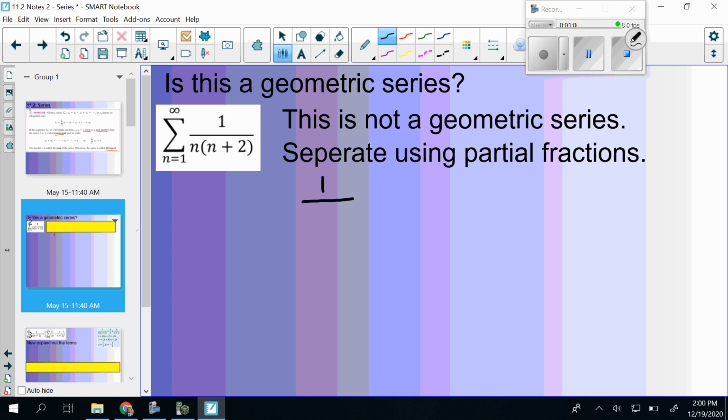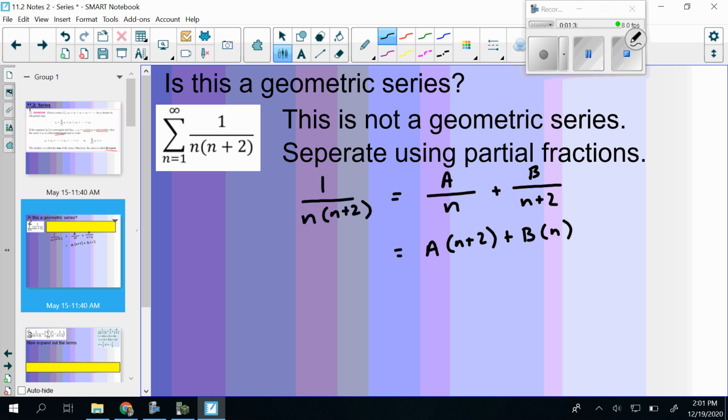We're going to say that 1 over n times n plus 2 could be separated as two fractions with n and n plus 2 as its denominator, with some constants a and b here. So what we want to do is figure out what those a and b are going to be. If we were to do the multiplying on here, this would end up being a times n plus 2 in the numerator plus b times n, if we multiplied by the opposite ones to get the common denominator, should equal our numerator on the left side here, which is 1.